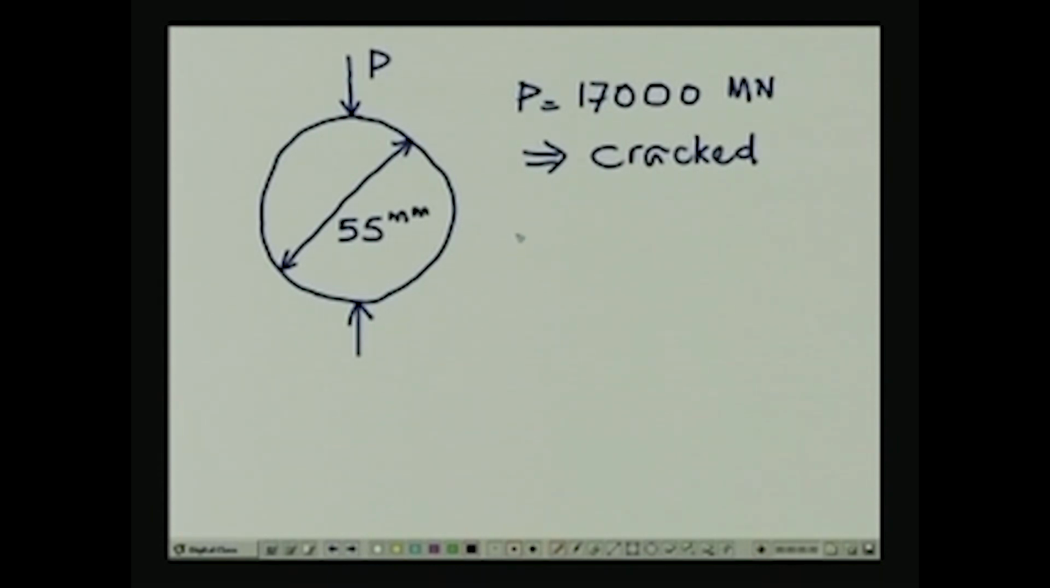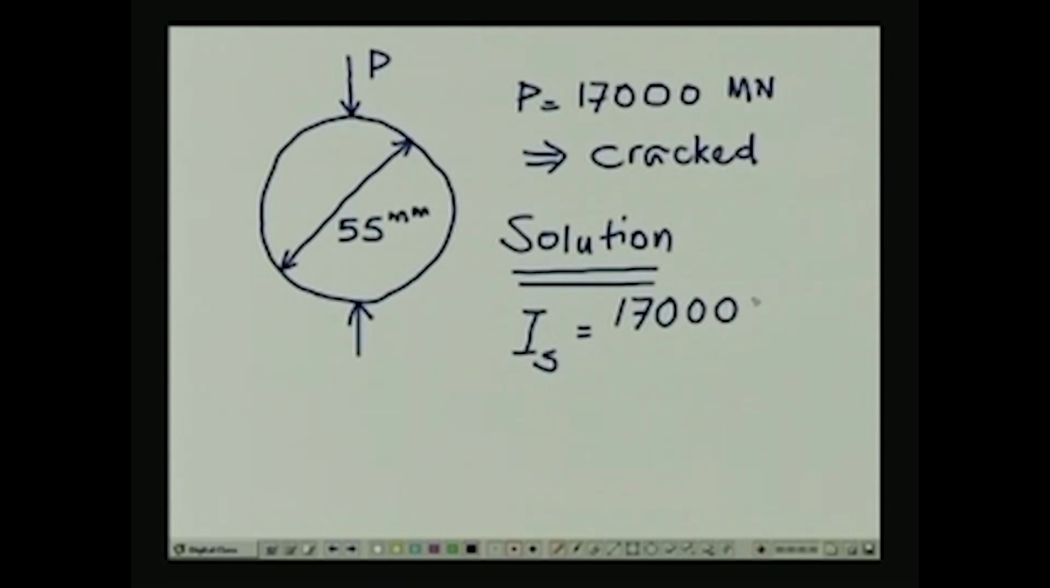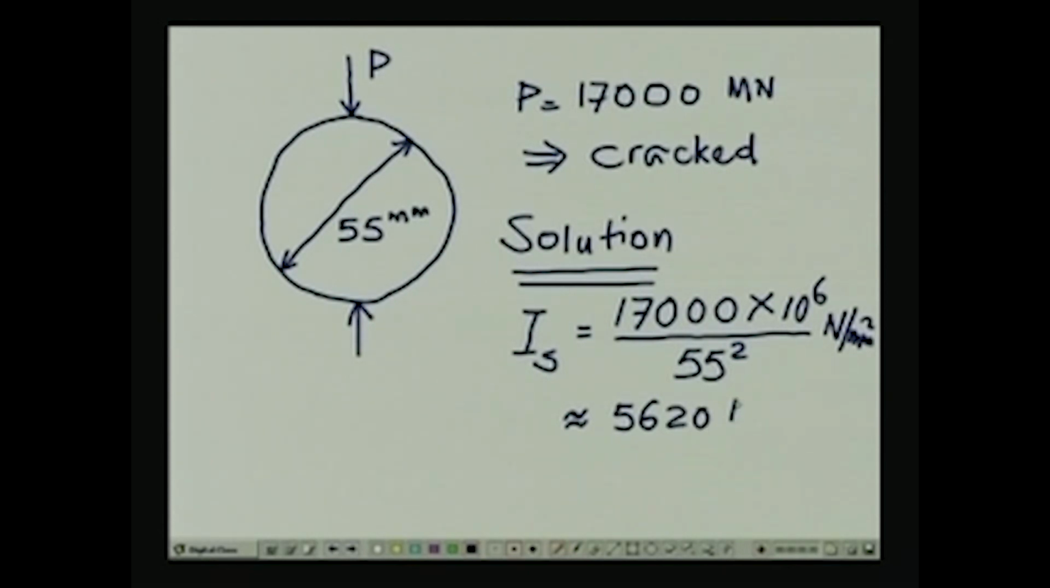Okay. So first of all, the solution: we are going to find out the point load index I subscript s, and you recall from your notes from the last lesson, I subscript s in this case is going to be equal to 17,000 multiplied by 10 to the power 6 divided by 55, the diameter of the core specimen, squared, and the unit of it is going to be Newton per millimeter square, that is equal to approximately 5620 Newton per square millimeter or MPa. Actually, this unit is the same as MPa.